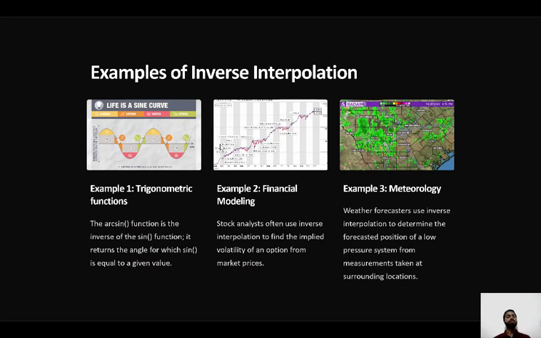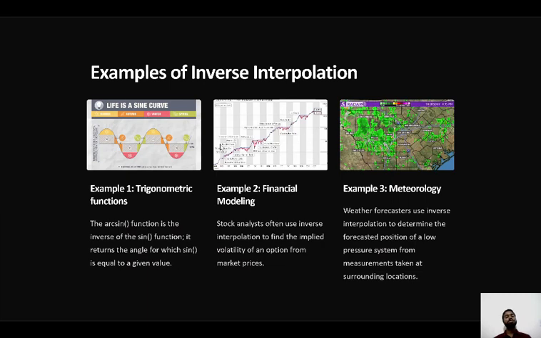Examples of inverse interpolation: first one, trigonometric function, then financial modeling and meteorology. The arcsine function is the inverse of the sine function. It returns the angle for which the sine function equals a given value. Yes, there is a value of a sine curve where it rises from 0 to 90 degrees and reaches 180 degrees, and it again goes back to minus 90 degrees, then again to 90 degrees as this sine curve goes on.